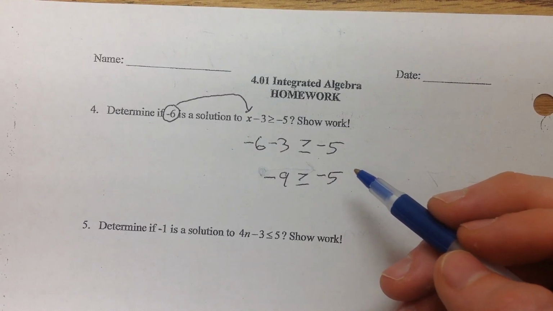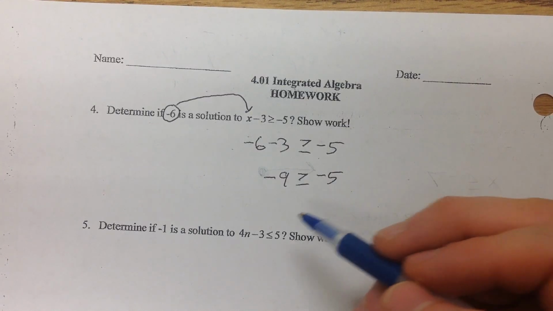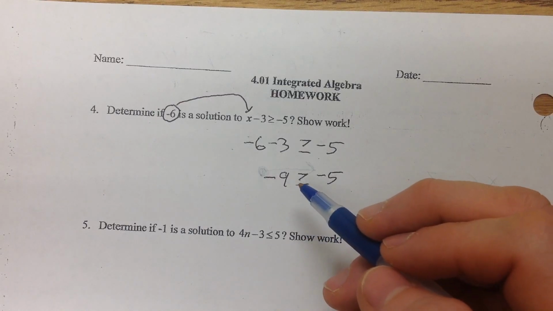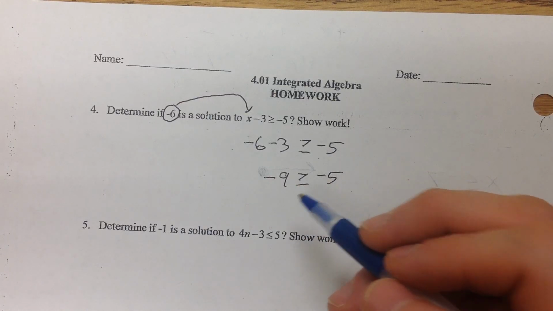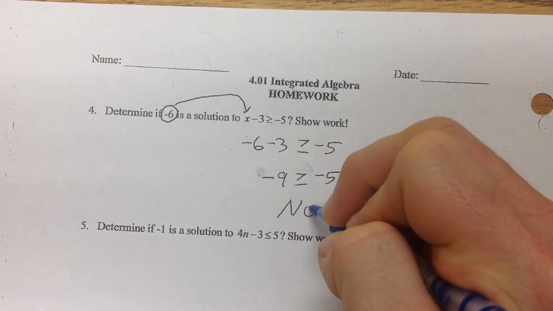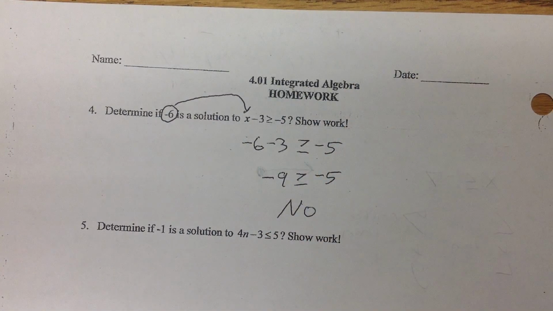You might be saying to yourself, well, 9's bigger than 5, but you have to remember when it's negative, we're kind of flipped around here. So negative 9 is actually smaller than negative 5. It's not greater than negative 5. So this one would be no. Negative 6 is not a solution.